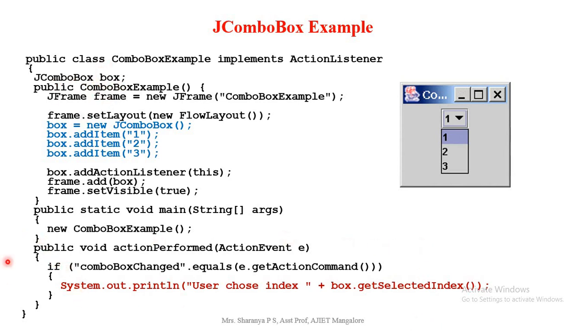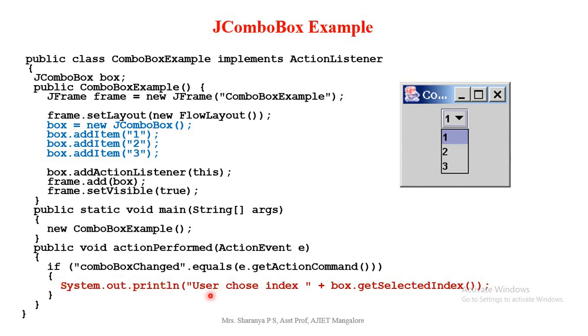Next is the function which is defined for handling the event, what it is supposed to perform. If the combo box changed equals e.getActionCommand. This getActionCommand will return a value if some action has occurred, that is, some command is chosen by the user. In such a case, it will return the true value. In such cases, what does it need to print?